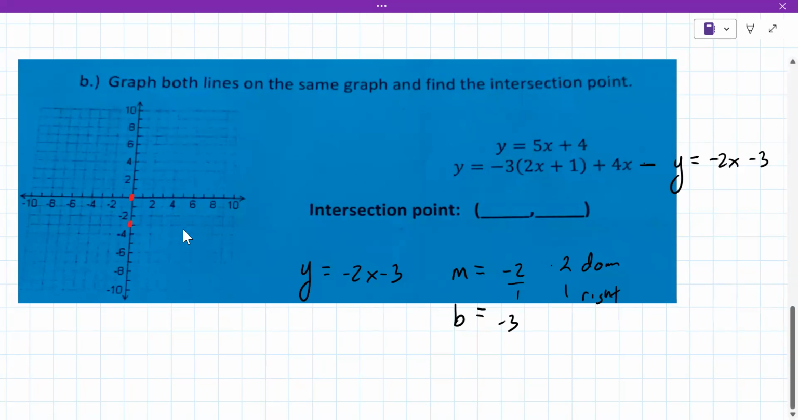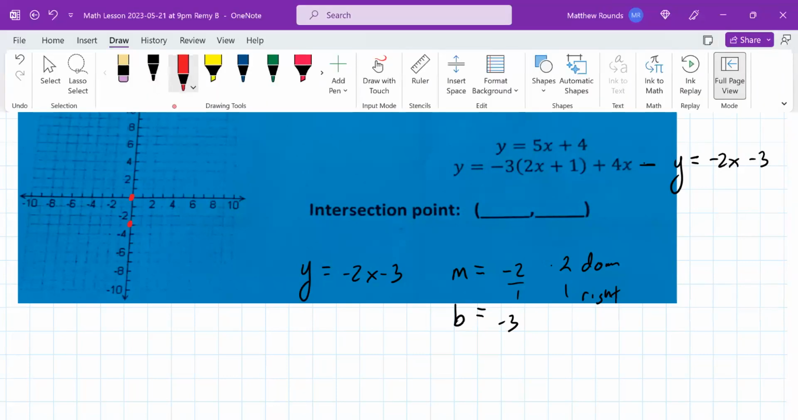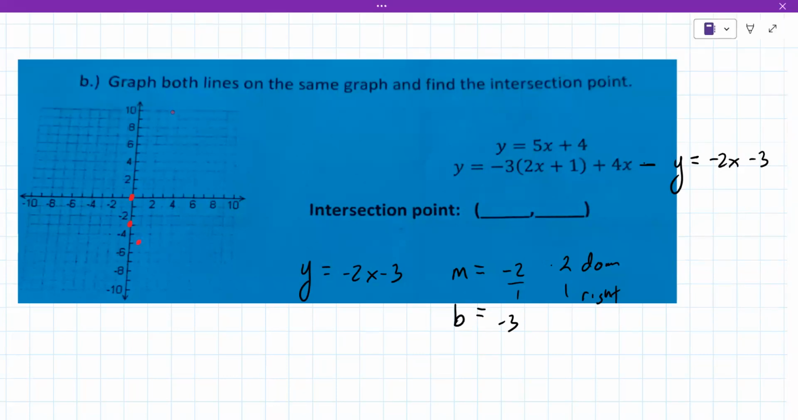And then from this new point, you're going to go down 2, right 1. The graph's really grainy here, but down 2, right 1, down 2, right 1. So something like that. Roughly something like that. Okay. And then you do the same thing for the other one.